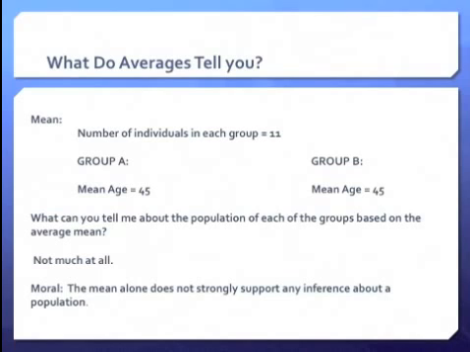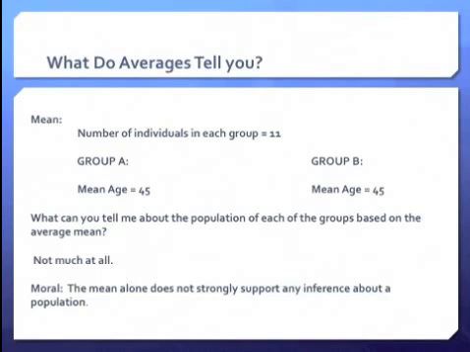Now consider this scenario. Let's say we have two groups, Group A and Group B. Each of these groups is made up of 11 members. So there are a total of 11 individuals in our set for each group. Now let's say I tell you that the mean age of the individuals in each set is 45. What can you tell me about the population of each of the groups based on the average mean? The answer is not much.